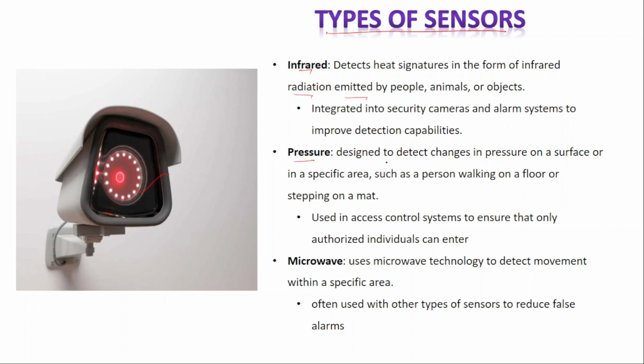Pressure sensors are designed to detect change in pressure on a surface or in a specific area, such as a person walking on a floor or stepping on a mat, and then you can set an alarm. They are used in access control systems to ensure that only authorized individuals can enter. Microwave sensors use microwave technologies to detect movement within a specific area, often used with other types of sensors to reduce false alarms.